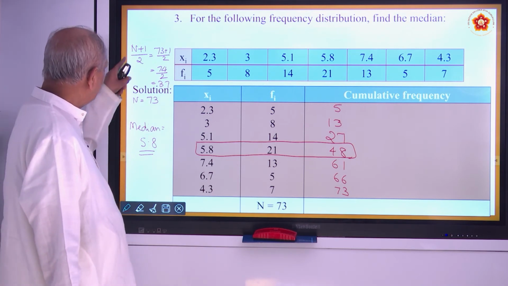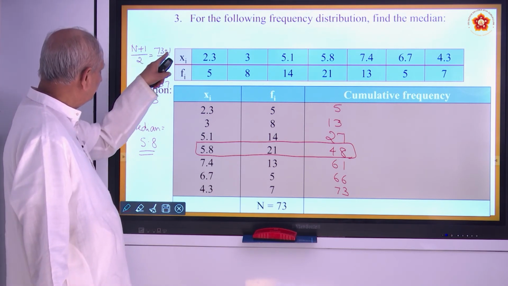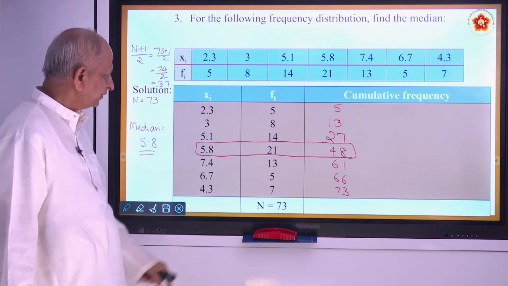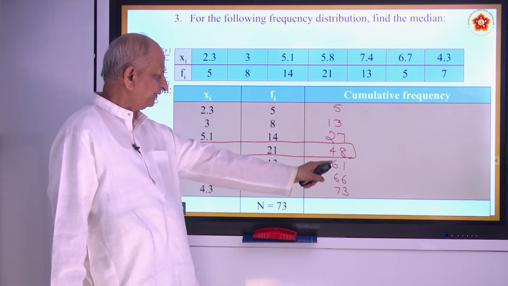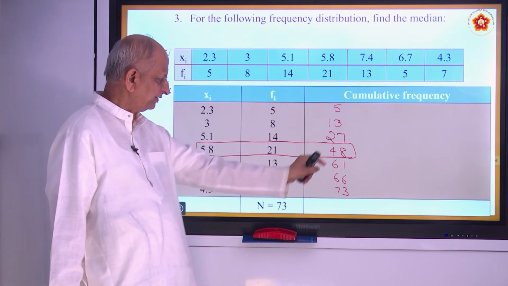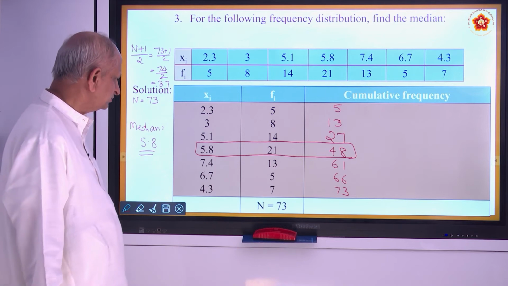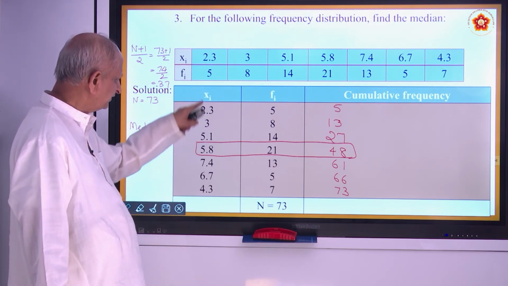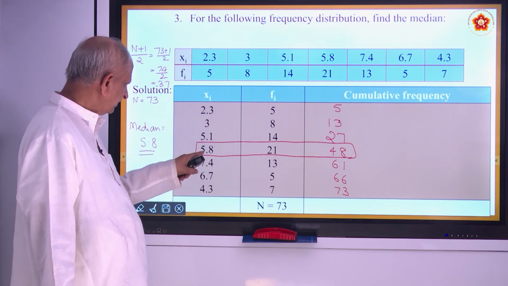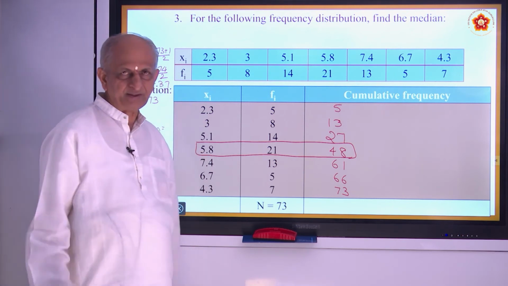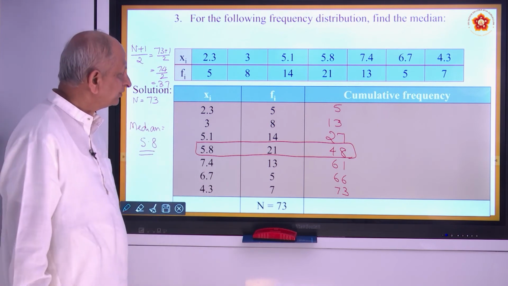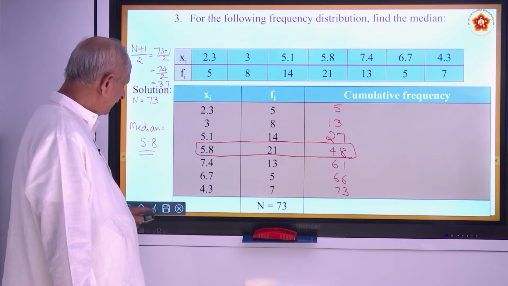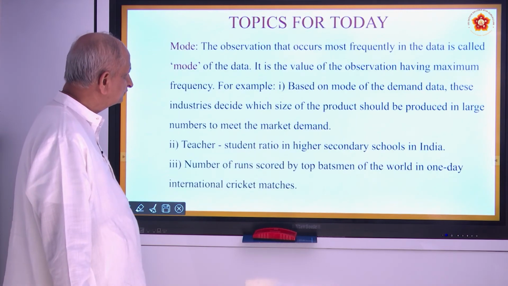Formula is n plus 1 by 2, 73 plus 1 by 2, 74 by 2, that is 37th observation. So that is a 37th here, frequency comes here after 27. Okay, and xi, this is the median you have to find out. In this you have to find the median, that comes to 5.8. Okay, so these are the home assignment. With this we will pass on to today's topic.